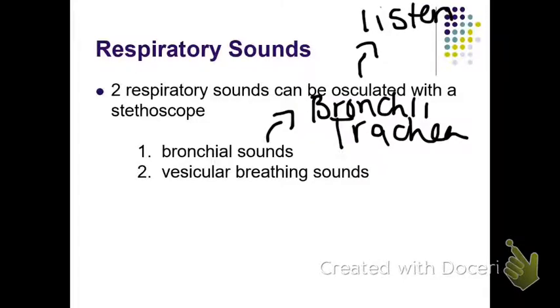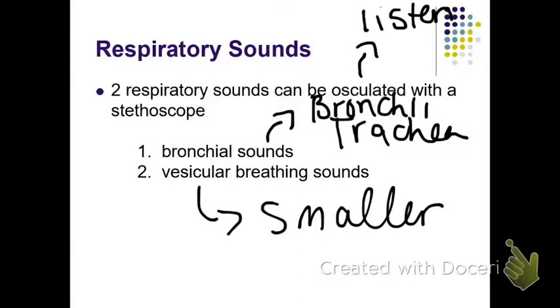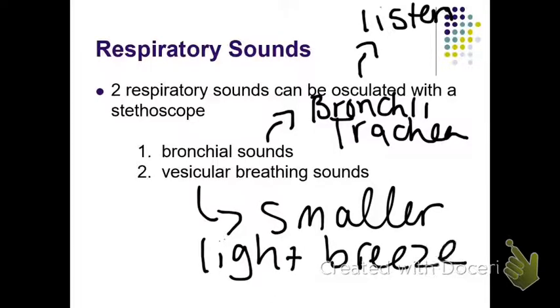However, for the vesicular breathing sounds, we're listening for these smaller aspects, such as your alveoli and other air sacs within your lungs. And this will kind of sound like a light breeze. Again, they're smaller so that dramatic rushing of air will not be heard when listening for this breath sound.